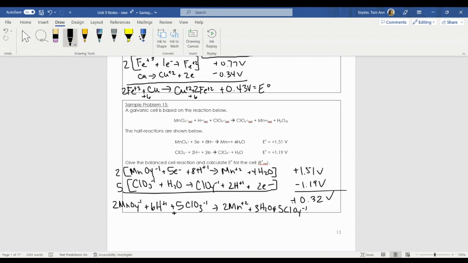Okay, balanced equation and the standard cell potential, which works. I think these calculations for standard cell potential are quite easy. The only thing you got to remember is you can't multiply those voltages, right? If you flip it, you change the sign, but otherwise that's it. They stay the way that they are.